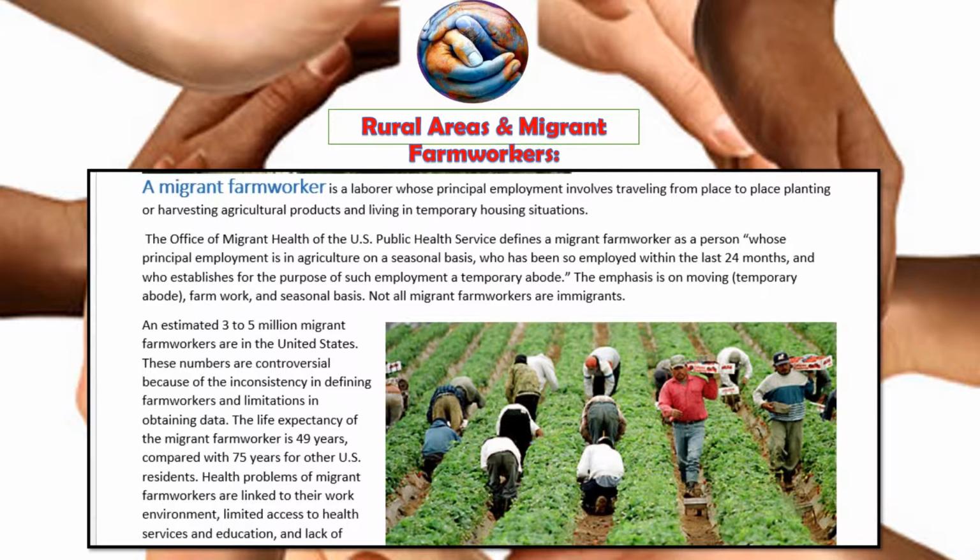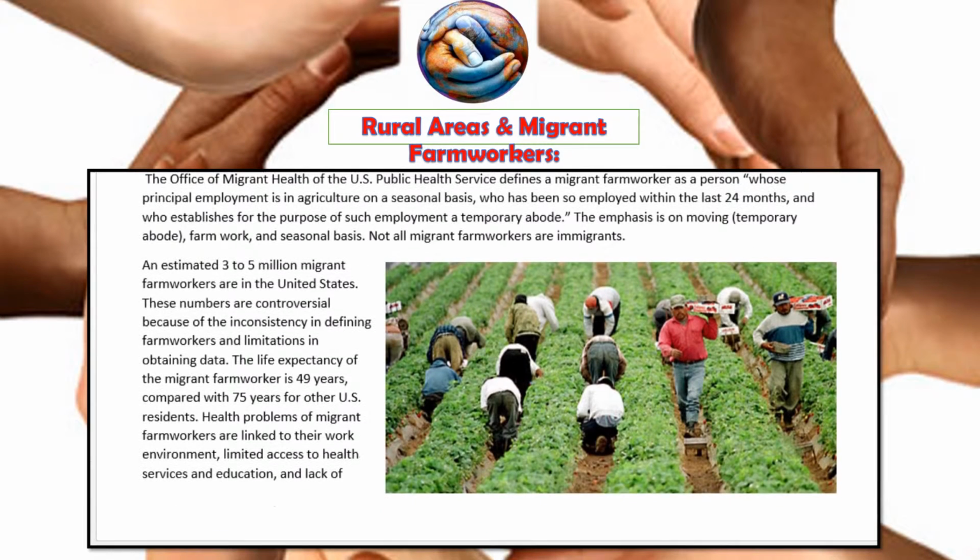The Office of Migrant Health of the U.S. Public Health Service defines a migrant farm worker as a person whose principal employment is agriculture on a seasonal basis. So they go from place to place seeking employment. An estimated 3 to 5 million migrant farm workers are in the US. These numbers are controversial because of the inconsistency in defining whether they're farm workers or limitations in obtaining data from that.